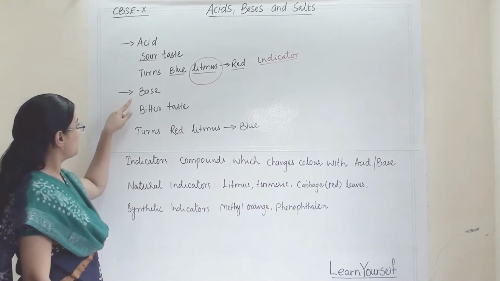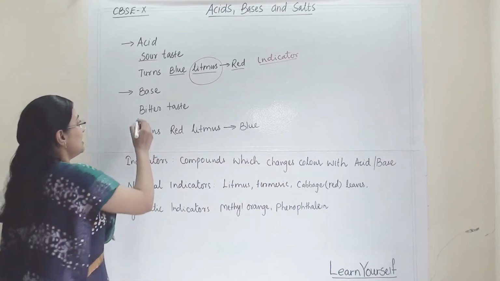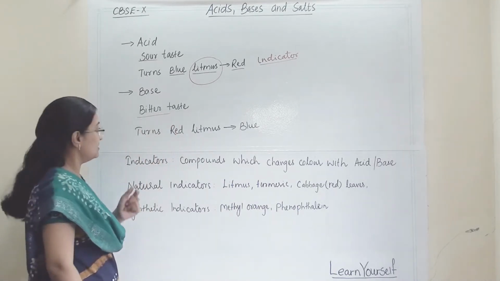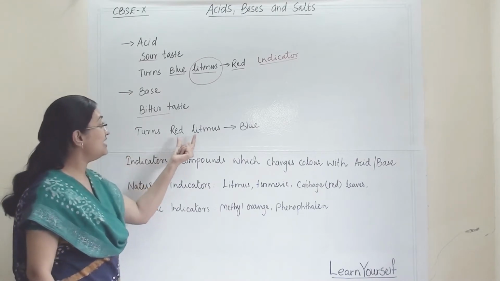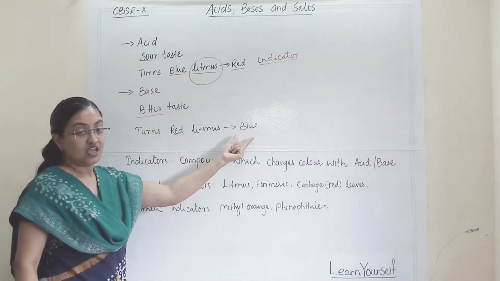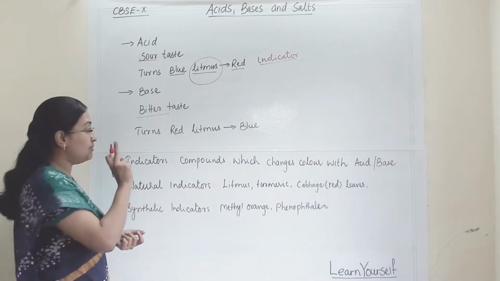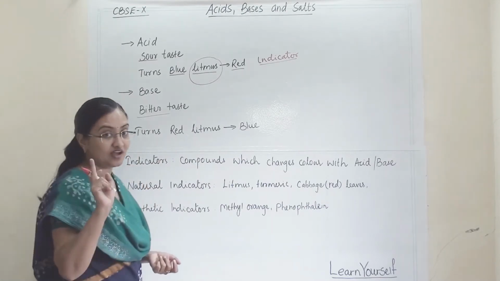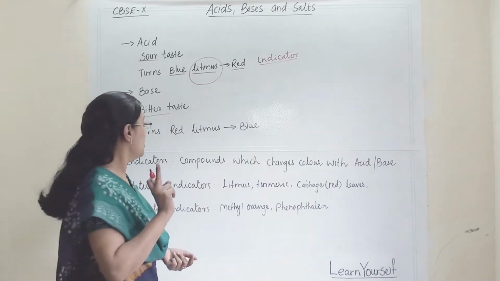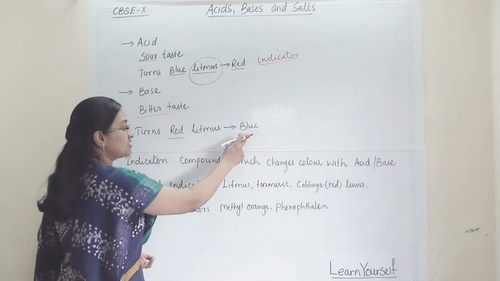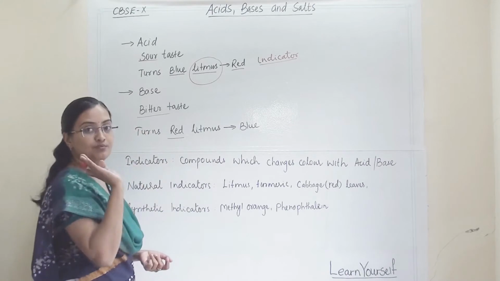Now base. So bases are having a bitter taste. It turns red litmus paper blue. If you will dip blue litmus paper in base, it won't have any effect on blue litmus paper. Only red litmus paper turns blue in presence of base.